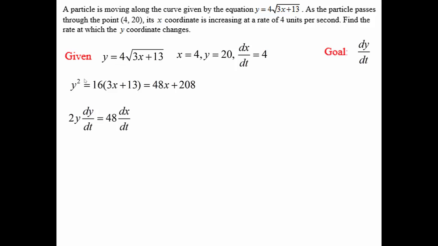We take the derivative of y with respect to t, so y squared will give you 2y times dy/dt, equals, 48 is a constant, the derivative of x will be dx/dt. And then plug in all the values you have here and solve for dy/dt. You are done. Now the same question I bring here, but with a little more complicated situation.